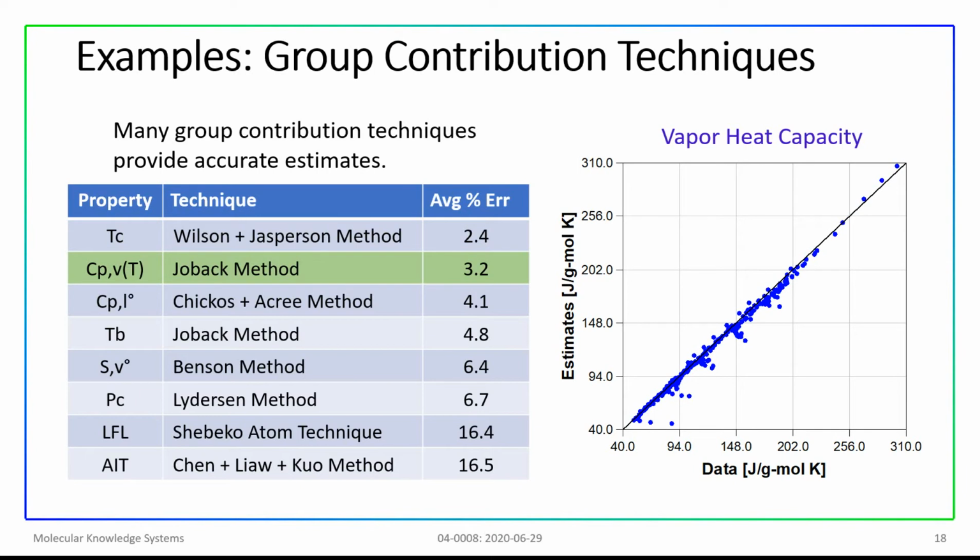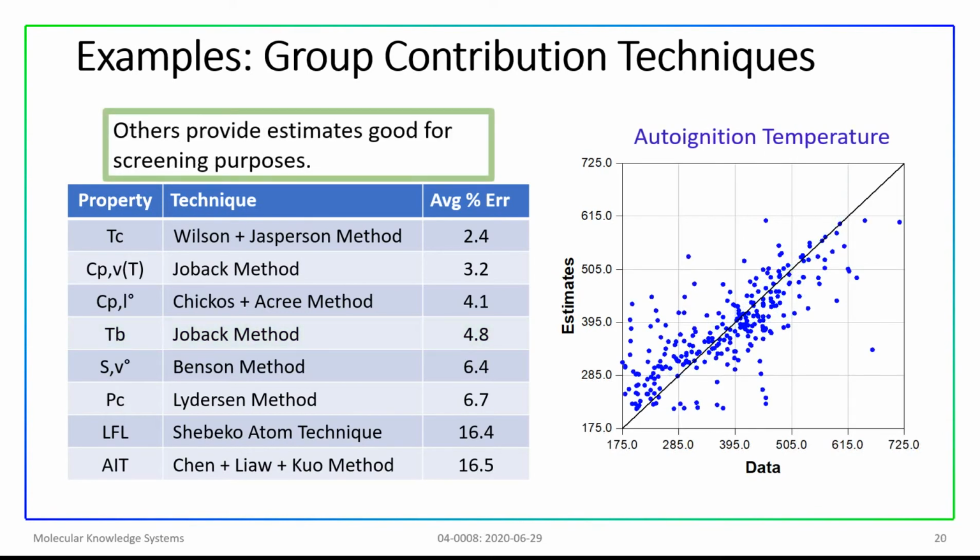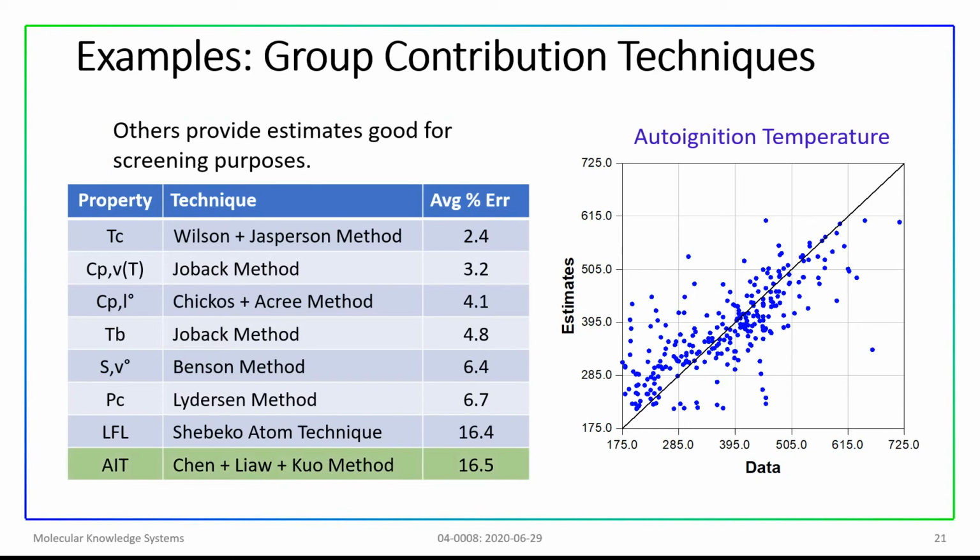Similarly, Joback's method for estimating the vapor phase heat capacity as a function of temperature gives an average error of 3.2%. And even group contribution techniques for the normal boiling point, a somewhat difficult property to estimate, give fairly good estimates. Even though the estimates produced by some group contribution techniques may have significant error, these estimates are often good enough for screening purposes. Screening for flammability limits, solubility limits, or toxicity limits.